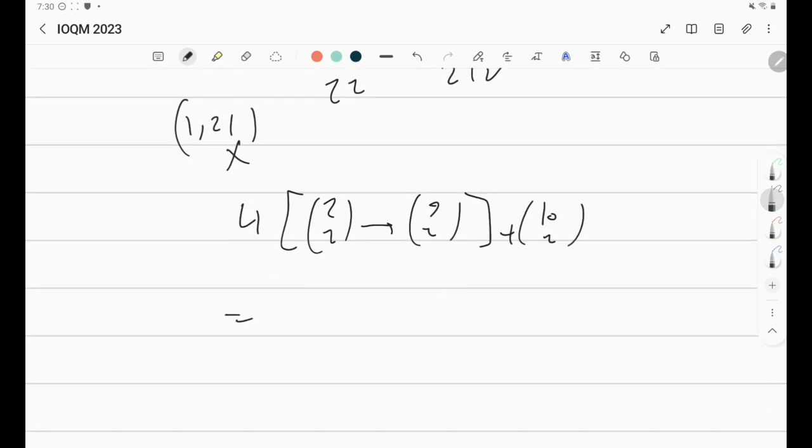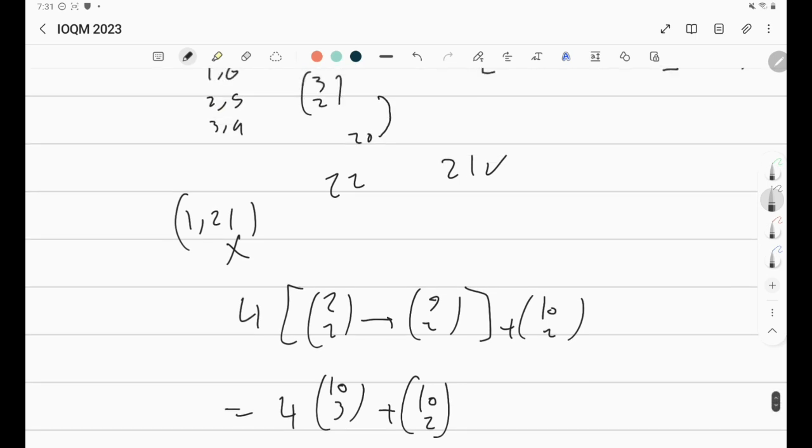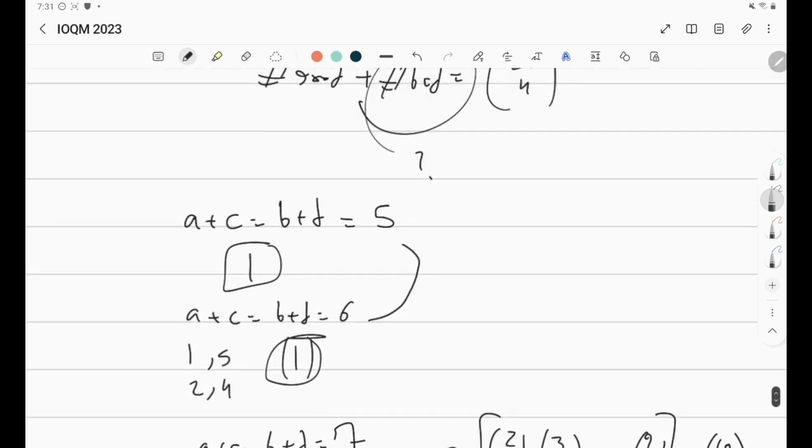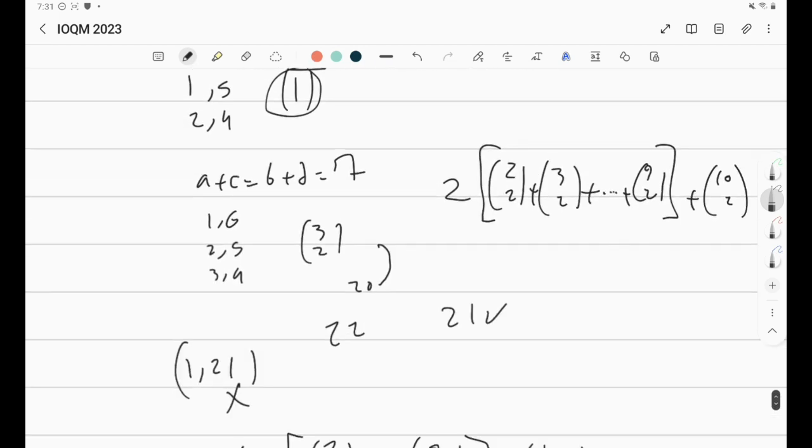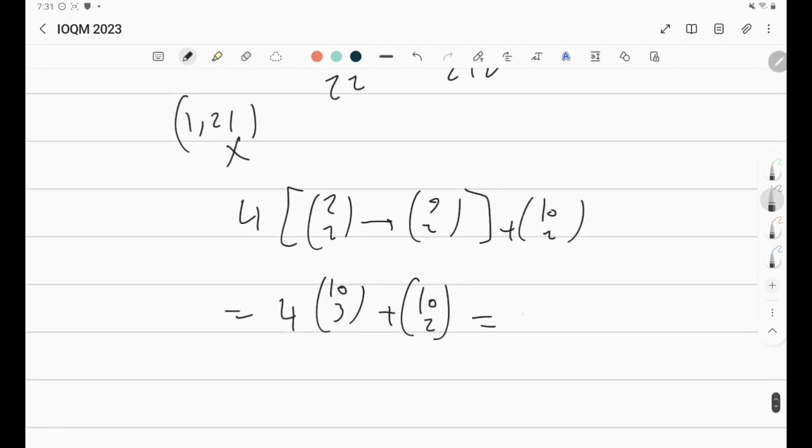Here we can use the hockey stick identity again, so it's just going to be 10 choose 3 times 4 plus 10 choose 2. This is, by the way, the number of what? The number of balanced. So if you just calculate this, actually we're going to get 525.